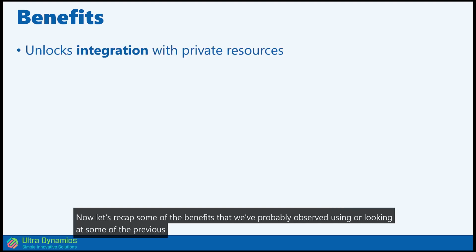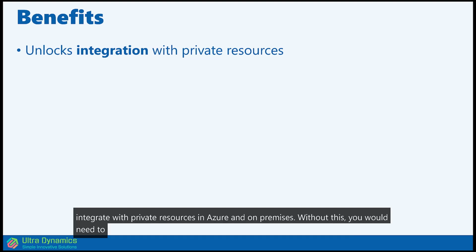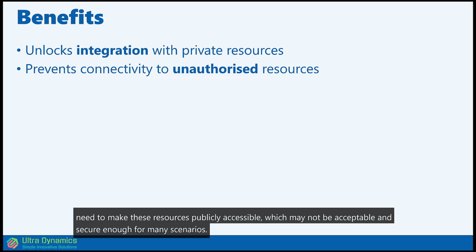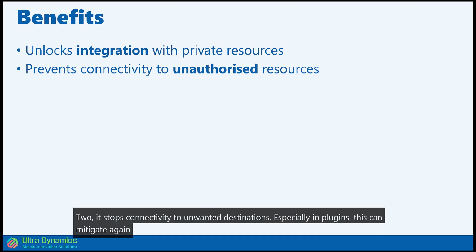Now let's recap some of the benefits that we've observed looking at some of the previous scenarios. One, virtual network support allows us to integrate with private resources in Azure and on premises. Without this, you would need to make these resources publicly accessible, which may not be acceptable or secure enough for many scenarios. Two, it stops connectivity to unwanted destinations, especially in plugins. This can mitigate the risks of data leakage and exfiltration by insiders.